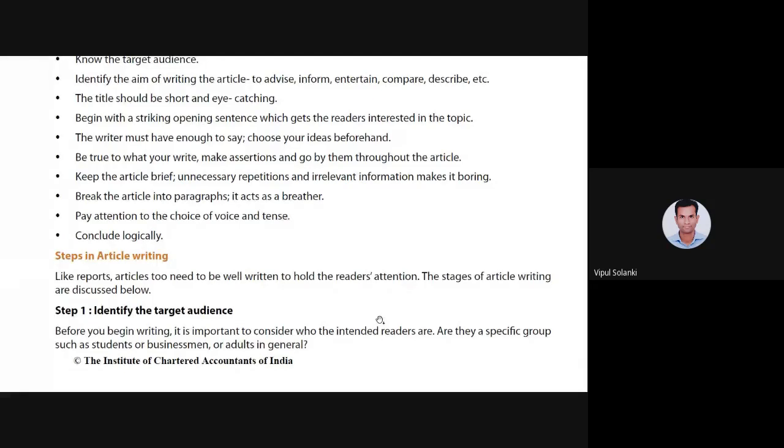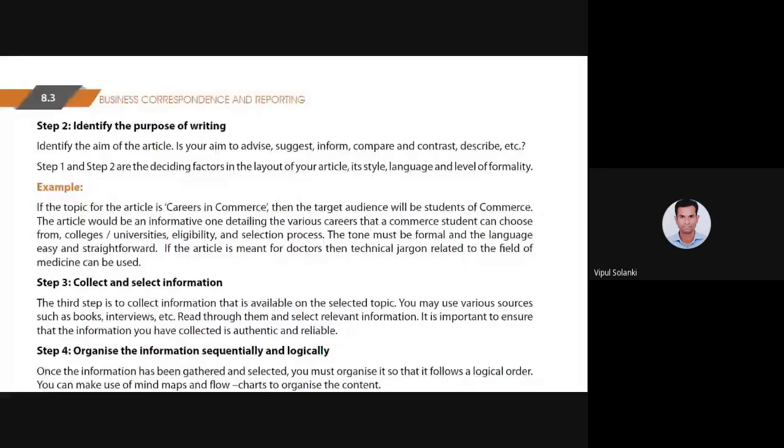Then we discussed the steps to write an article. The first step is to identify the target audience. See what is the importance of audience in an article. Generally, we directly start writing. An article should always start with the target audience. Then identify the purpose of writing. Why are you writing? Whether you want to advise, suggest, or just present your views.